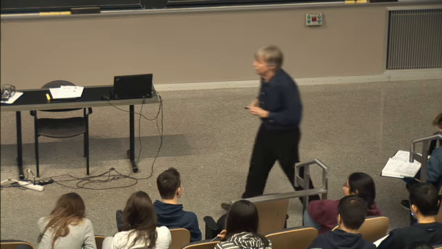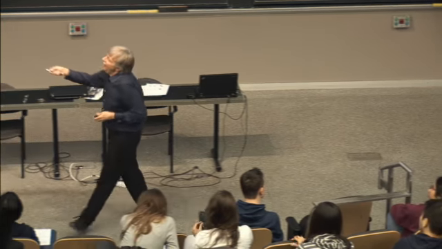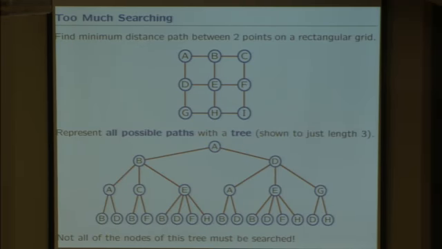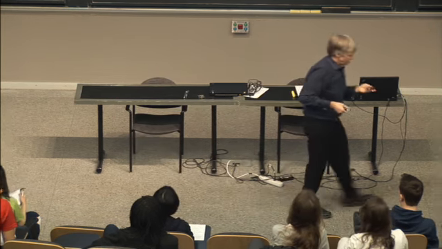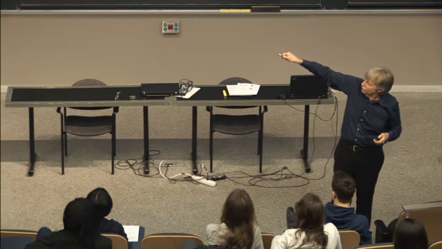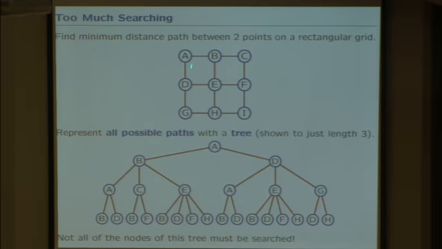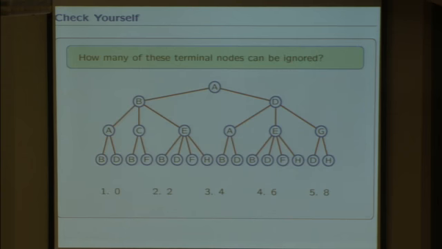Now, some of you may have noticed that all of these paths don't seem equally good. So take a minute, think about it. Remember the problem. The problem was this walk around Manhattan problem. I wanted to go from A to I. This was the tree of all possible paths from A to I. What I'd like you to do is think about whether all of those paths are important. Could we get rid of some of them?